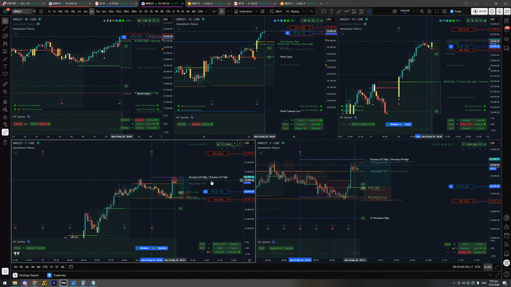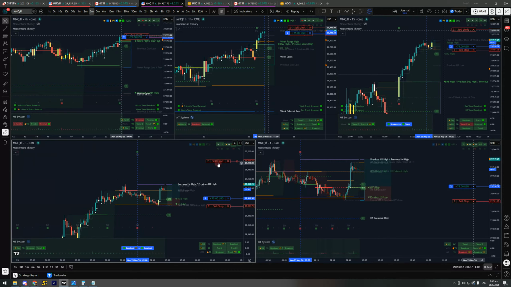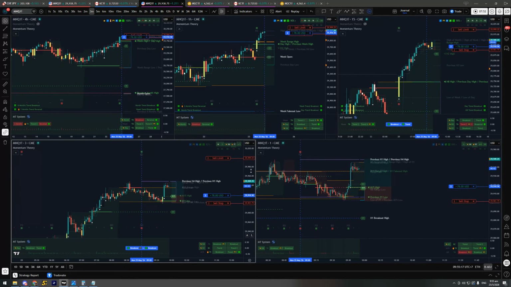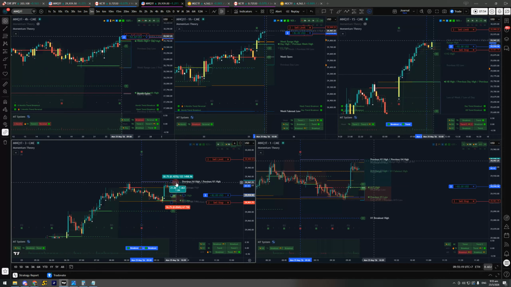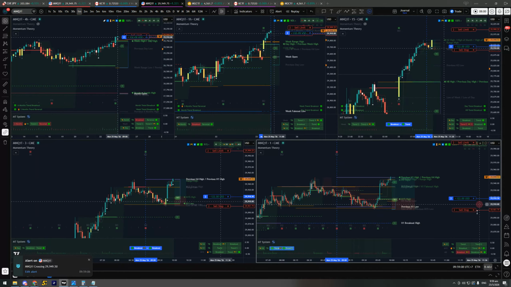Okay, nice little pop up here. Gonna see if it triggers the H4 high, but I am just gonna keep my sell limit right at that 30K point just in case it wants to shoot up again. But the plan is to end the trade once it triggers that H4 high. All right, triggering the high. Let's see if it's gonna pop up.